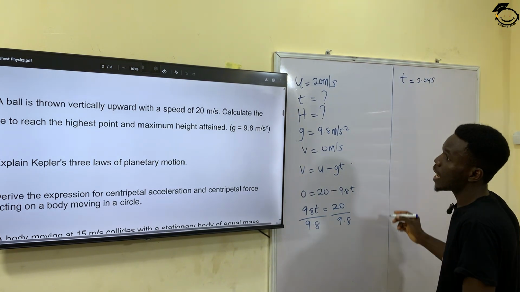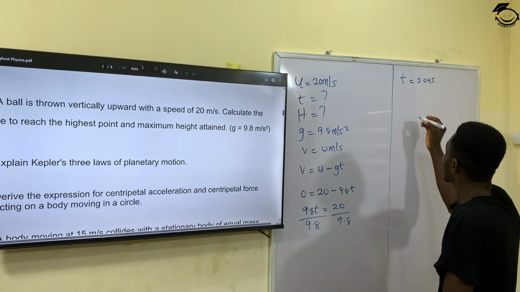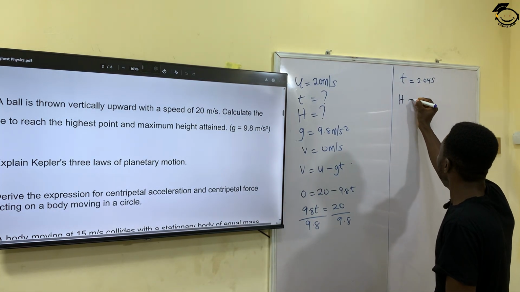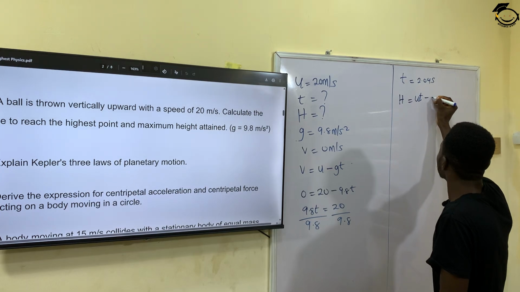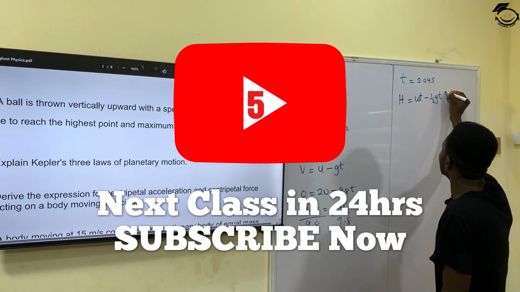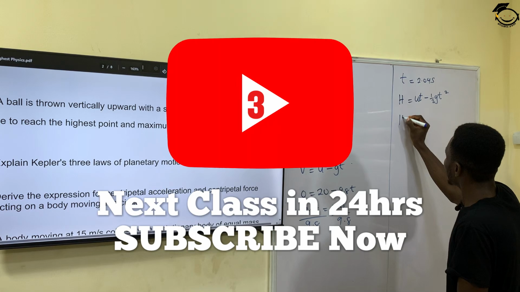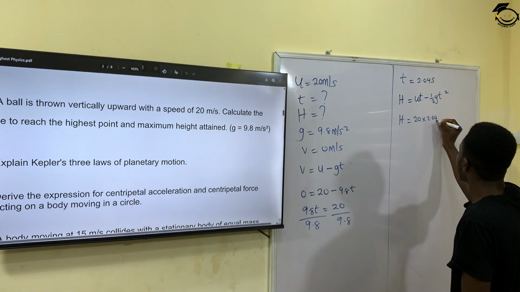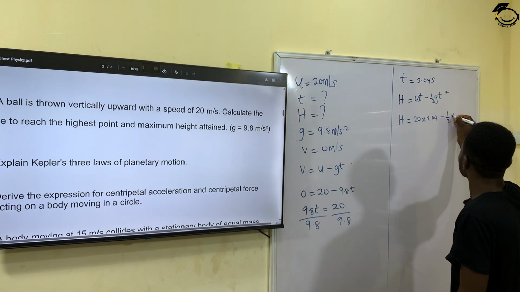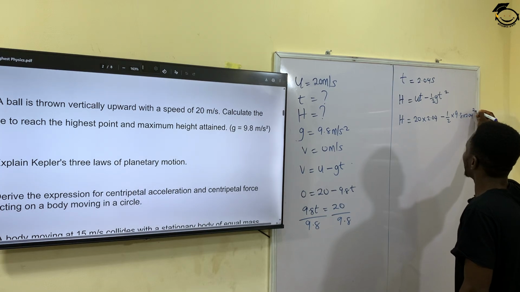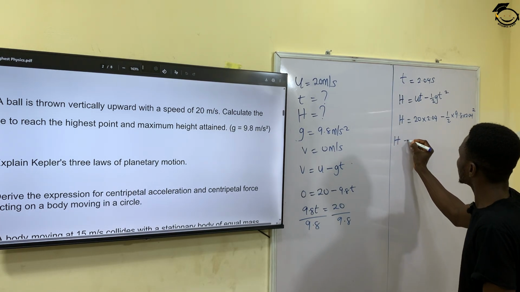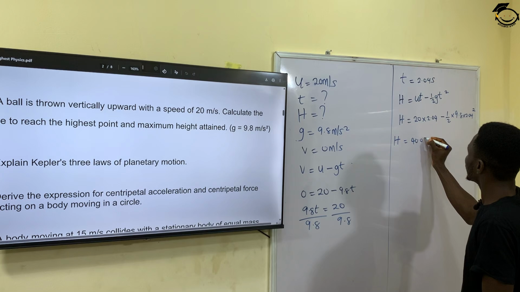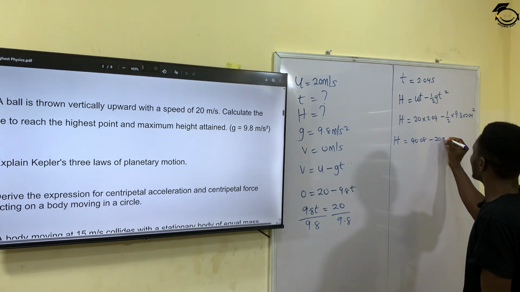So I'll go further to find the maximum height. This means that my maximum height is equal to ut minus half gt squared. So the maximum height therefore is equal to 20 times 2.04 minus 1 over 2 times 9.8 times 2.04 squared. So this means that my maximum height is equal to 40.08 minus 20.04.